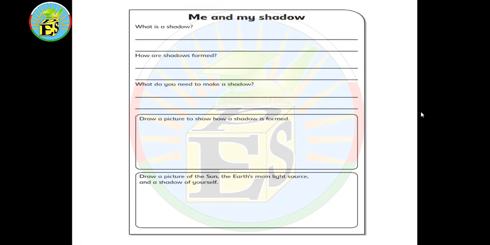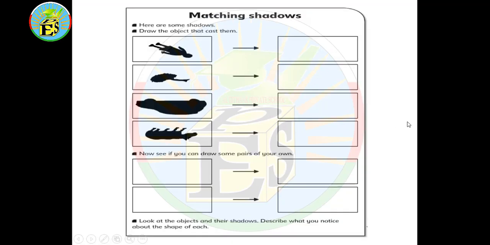This is the worksheet. You can write the questions on your paper and answer them. First question is, what is a shadow? Shadow is actually the black image of the object. How are shadows formed? When an object blocks the sunlight, a shadow is formed. What do you need to make a shadow? An object and a light source. Here you have to draw some pictures regarding the questions.